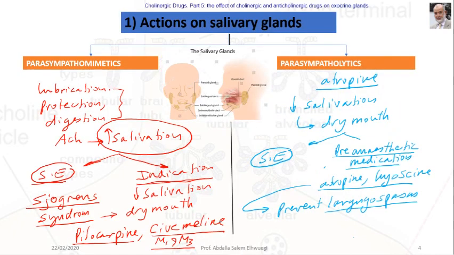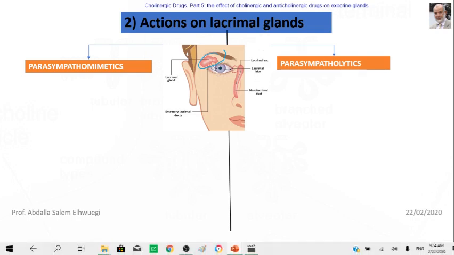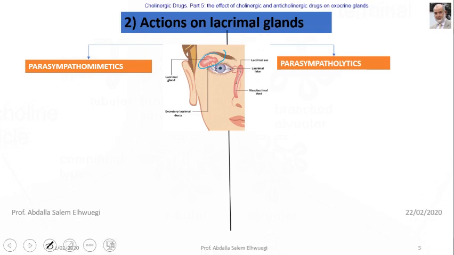Next, we'll talk about their effect on the lacrimal gland. Lacrimal glands are the glands, as you can see here, which provide lubrication to the eye. Therefore, with parasympathomimetics we expect they will increase lacrimation, or excretion of the lacrimal glands.